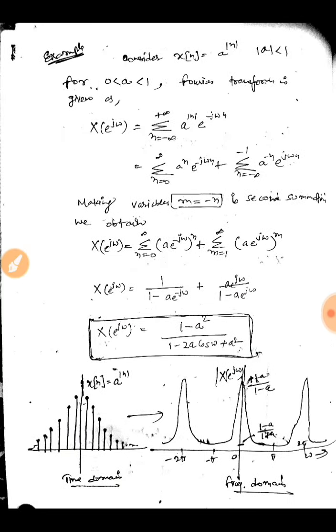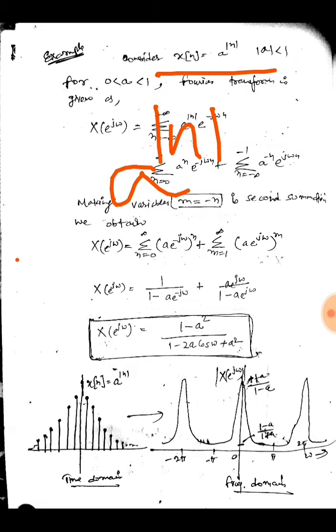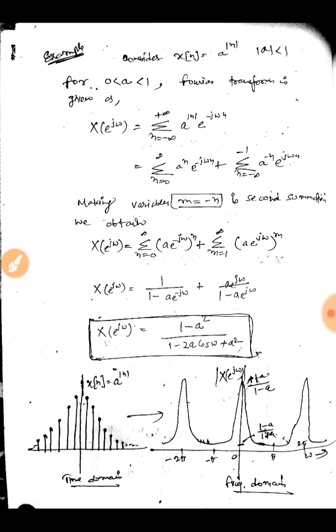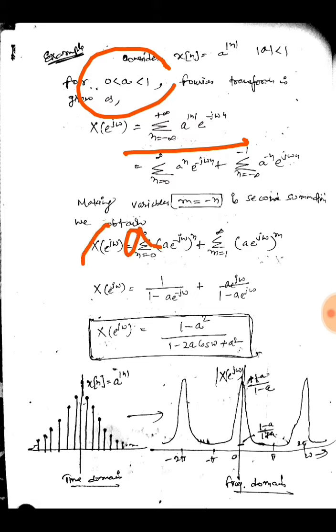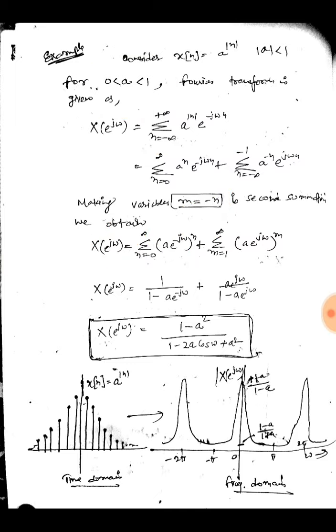so now let's see one more example. We have x[n] is equal to a raised to power modulus of n. So the Fourier transform can be calculated as follows. I am considering the case of a greater than 0 and less than 1. It can also be a less than 0, but I am considering only the case of a greater than 0.